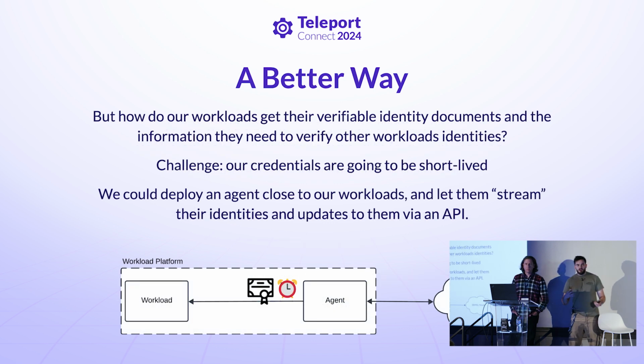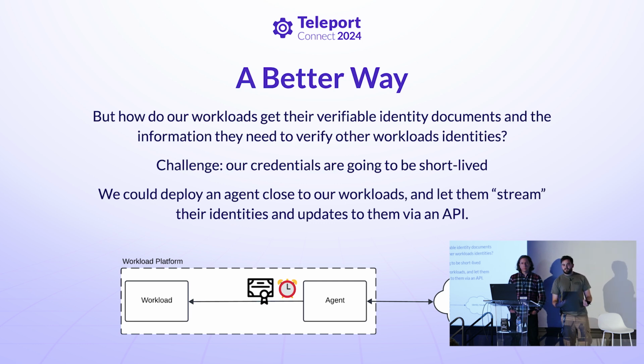Now, we need a way for our workloads to actually get that certificate. And we have a bit of a challenge here because we want to make these certificates short-lived. We not only need to provide the certificate when the workload starts, but we need to provide new ones before the old ones expire. And this makes some of our traditional options, like environment variables or files as a delivery method, a little bit more awkward. Instead, we could deploy an agent close to our workloads, a workload identity agent, on the same host or on the same platform. Our workloads can connect to this agent, request their initial identities, and receive any updates pushed back over to them, solving our rotation and renewal problem.